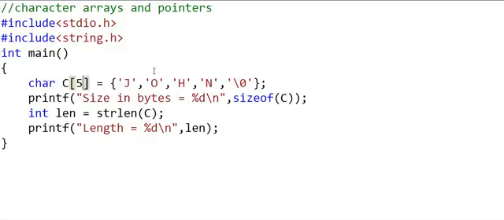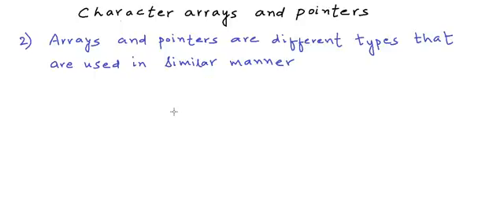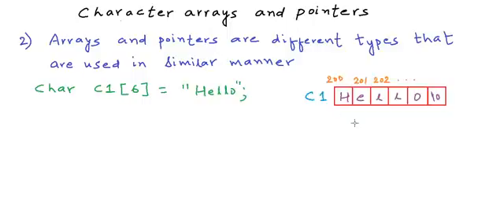The next thing that we need to understand is that arrays and pointers are different types that are used in a similar manner. Now what does it really mean? Let's say we declare a character array C1 of size 6 and initialize it with this string literal, and let's say this is how it gets stored in the memory. An array is stored in one contiguous block of memory. So let's say the first character is at address 200. One character is of size 1 byte, so the next character will be at address 201 and the next will be at 202 and so on.